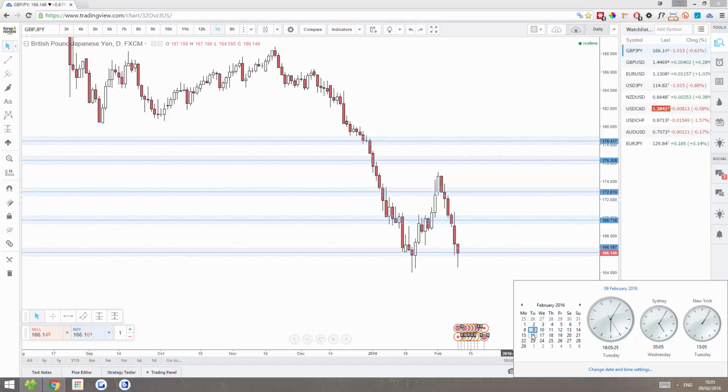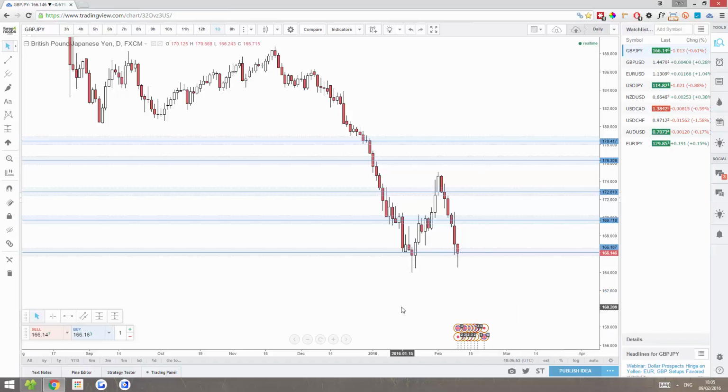Today is Tuesday the 9th of February 2016 and it is 18:05 here in the UK. You're looking at a GBPJPY daily chart. In this analysis I'm going to be going through each pair on my list here. These are my main trading pairs, but I also do trade other pairs and I'll be going through each time frame for these pairs. So those are the time frames up there.